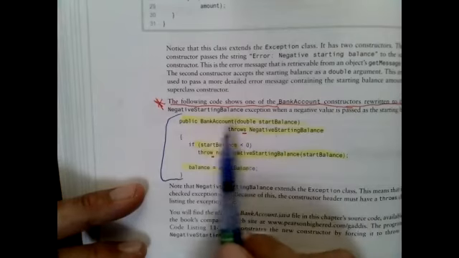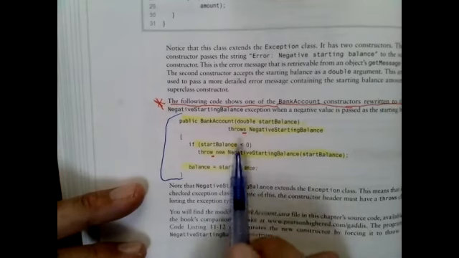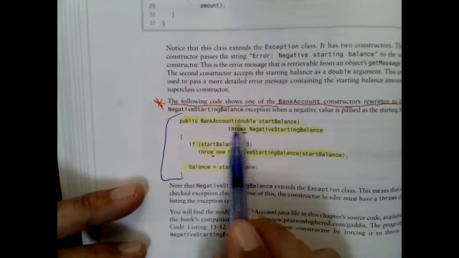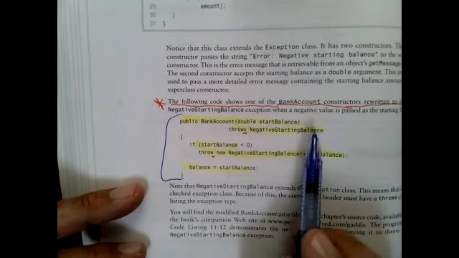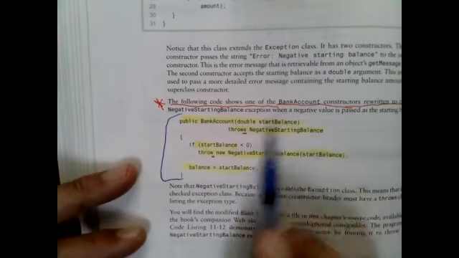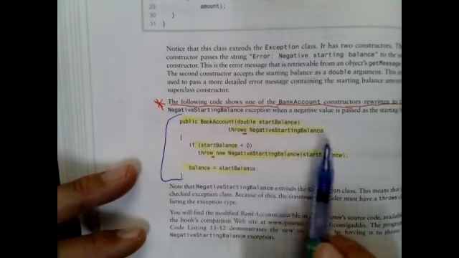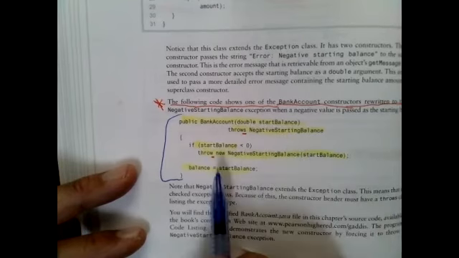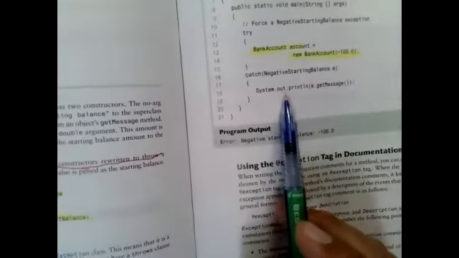So before it would have just been balance equals start balance. But now we're going to change the code in here so that if there is a problem, we have the throws negative starting balance. And then here we're actually throwing it. So here it's getting it ready to throw and telling me where it's going to go. Here it's actually throwing it. When it's thrown, it's caught back in this demo.